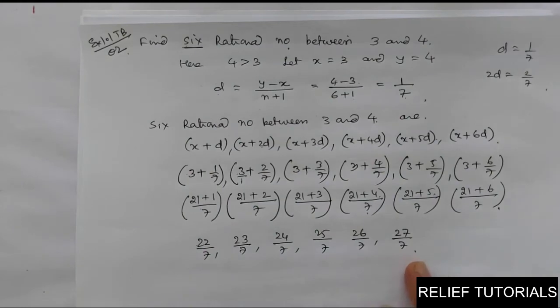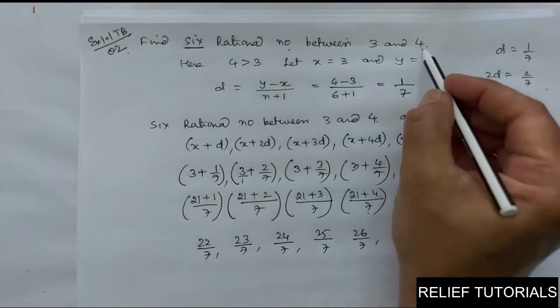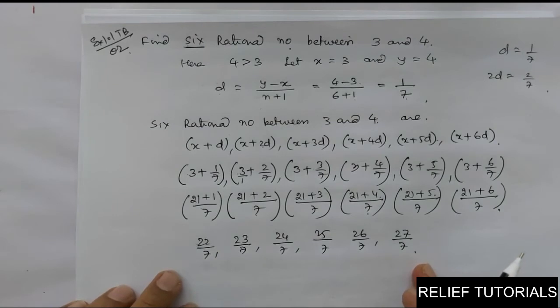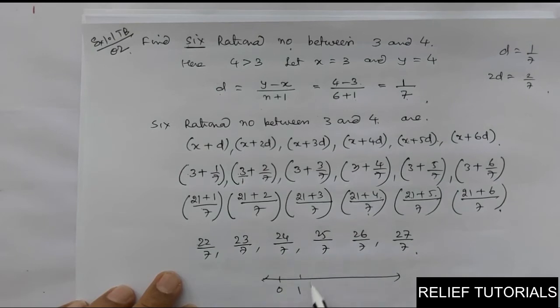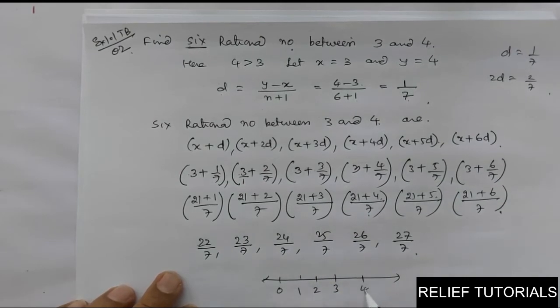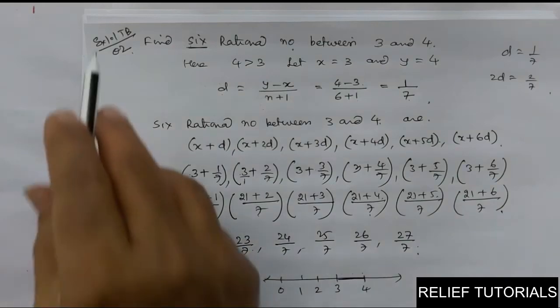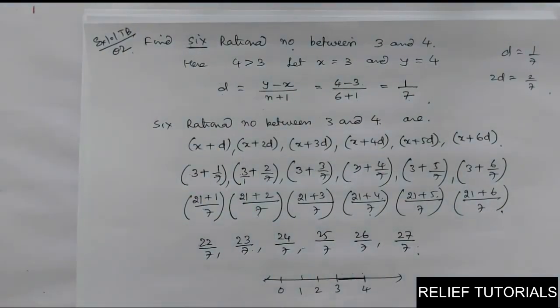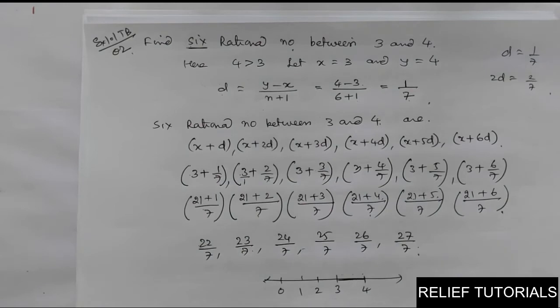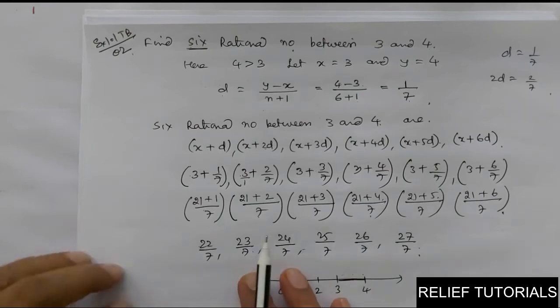So all these are the 6 rational numbers lying between 3 and 4. There are not just 6 rational numbers, there are infinite rational numbers between 3 and 4. If you draw a number line 0, 1, 2, here 3, here 4, then between 3 and 4 all these numbers lie. And there are infinitely many such rational numbers. We have just found only 6 rational numbers between 3 and 4. Have you got it, friends? So this is the way you can find rational numbers lying between two rational numbers. Clear? Okay, one more problem we will do, see here.